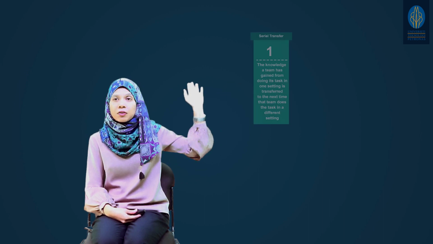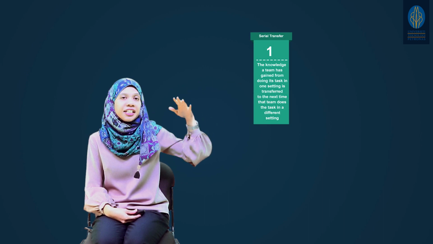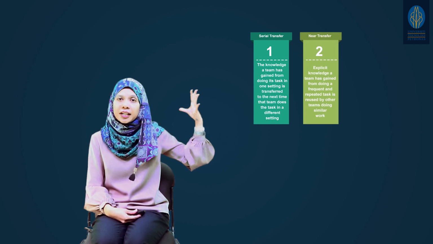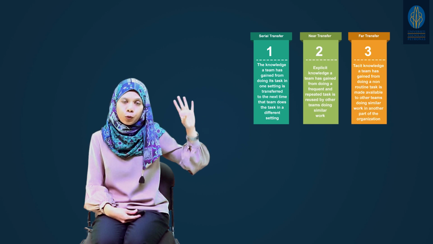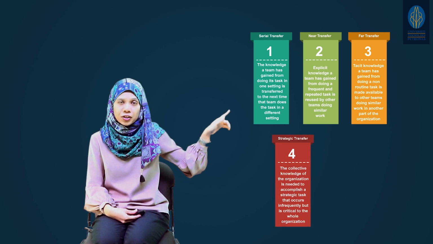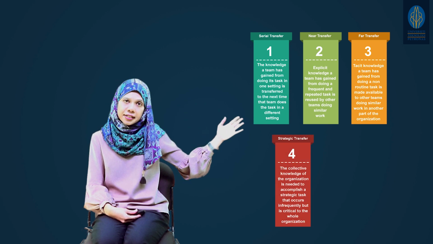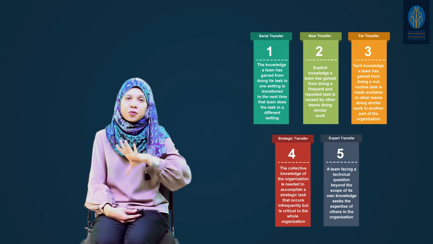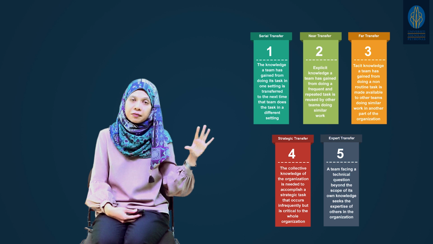Therefore, Dixon in 2000 mentioned that there are 5 types of knowledge transfer strategy. There are 5, which are number 1, serial transfer, near transfer, and then the third one is known as the far transfer, the fourth one is known as the strategic transfer, and the last one is expert transfer. So these are the 5 knowledge transfer strategies that we're going to cover after this.